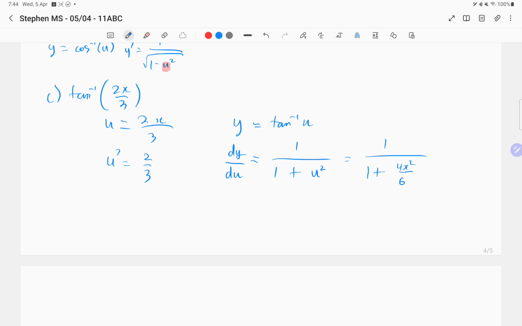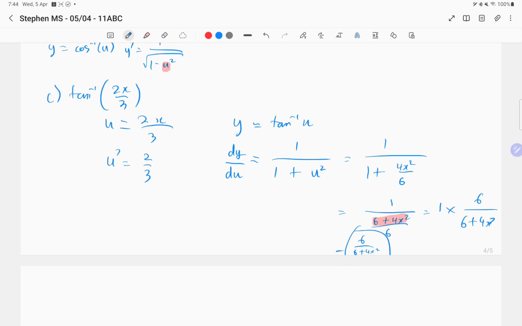But people don't like a fraction in a fraction, so they would simplify it. Add these two: 1 plus 4x squared on 9 becomes 9 plus 4x squared over 9, bringing the 9 on top. So 1 times by the reciprocal of the bottom. The 9 plus 4x squared is still at the bottom, but because it's divided by 9, it gets flipped over to the top. That's why it turns into 9 over 9 plus 4x squared.